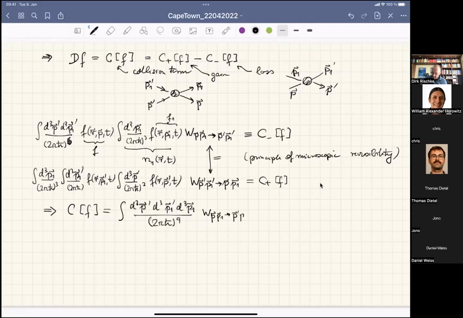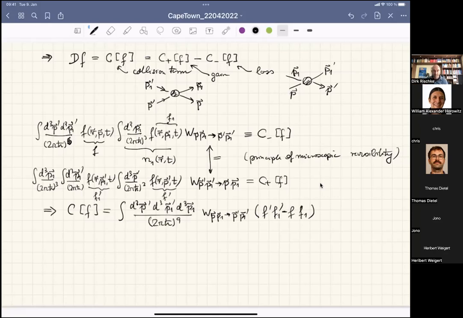Factor this out. And then you basically have a gain, F1 prime F prime, minus loss, F F1. Okay, and then you have it. That's the collision term in the Boltzmann equation, and that's about it. That was a quick and dirty derivation of this, I hope it's understandable.